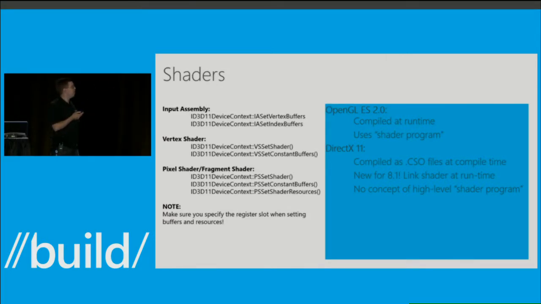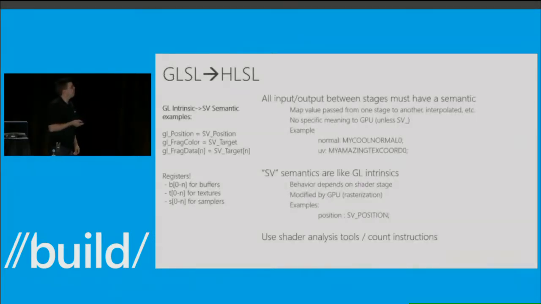VS set shader sets the shader, the CSO you've loaded, on the pipeline at that specific moment in the rendering loop. The constant buffers are the ones you want to provide to the vertex shader. Pixel shader is the same thing, only I also included PS set shader resources because you're probably going to be doing some texturing. That's how you provide the resources for the views as well as the textures. So make sure you specify the register slot when you set those resources. We'll talk a little more about that too.